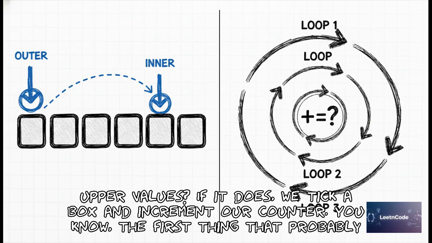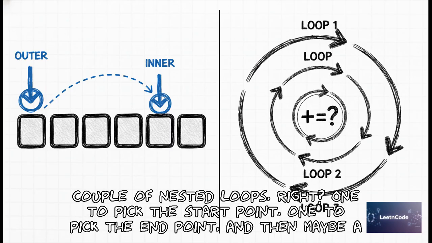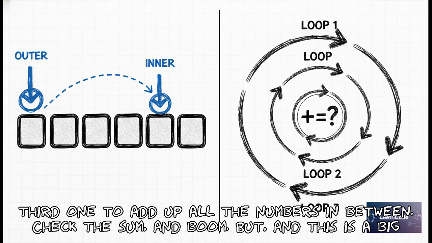The first thing that probably comes to mind is the brute force way. And it's a good place to start thinking. We could just write a couple of nested loops, right? One to pick the start point, one to pick the end point, and then maybe a third one to add up all the numbers in between. Check the sum, and boom.